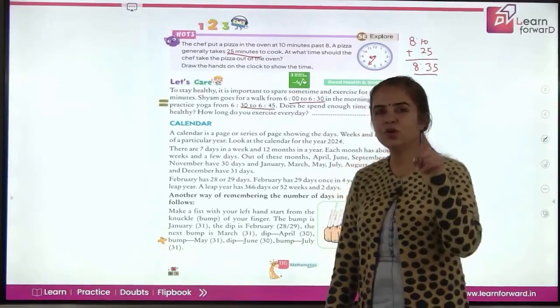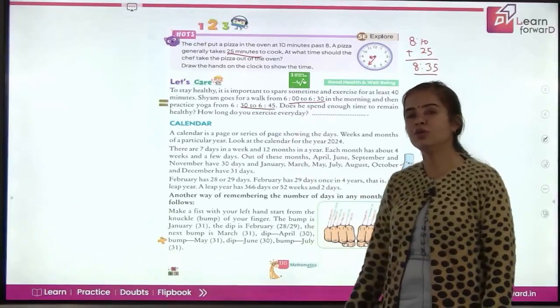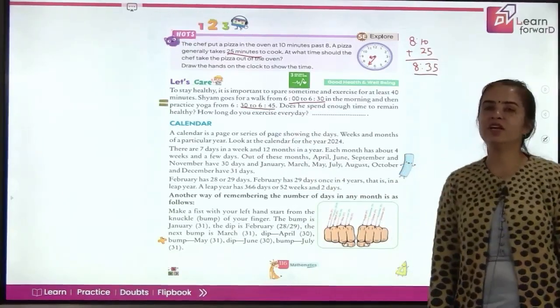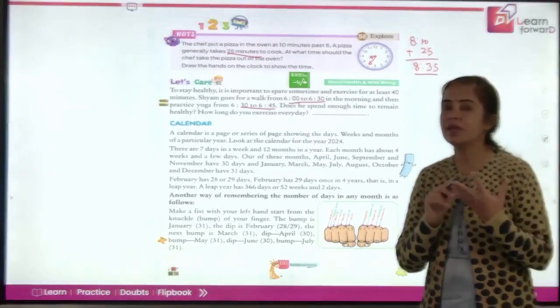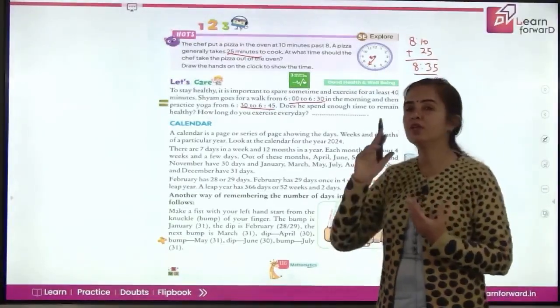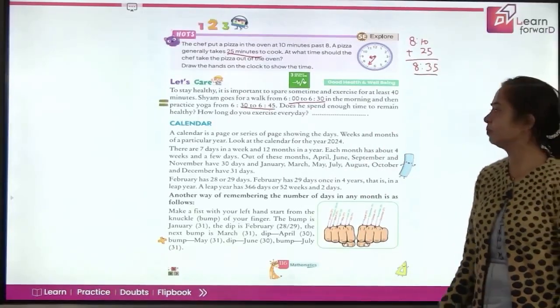And do you also do these exercises? So you have to tell how long you exercise every day. Whether you go walking, you go cycling, you do some exercises, whatever. But you have to mention your own time and that is very important to stay fit.